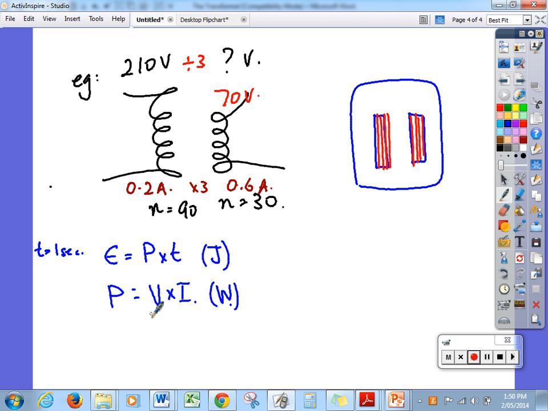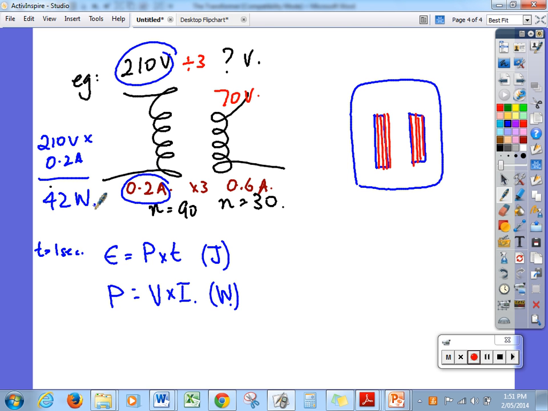So let's see how much energy is in both coils at the same time in 1 second. In 1 second, you would be able to generate 210 volts times 0.2 amps. When you multiply that, that becomes 42 watts. So in 1 second, you generate 42 watts of energy in the primary coil.